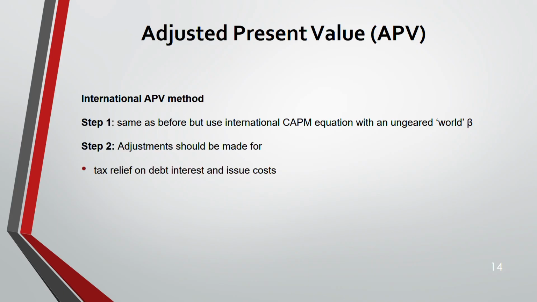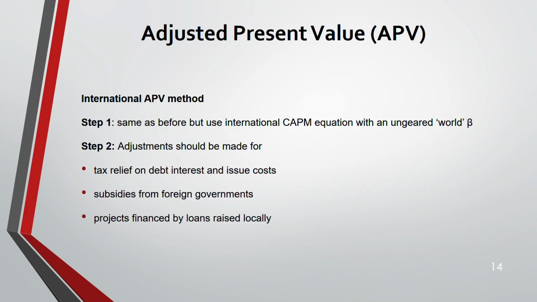Step 2, you have to make some adjustments now. What are the adjustments? Tax relief on debt, interest and issue cost that we have been normally doing. Subsidies from foreign governments. Projects financed by loans that are raised locally. Next, restrictions on remittances. This you didn't go through before, but for international adjusted present value you have this. If there are restrictions on remittances, you have to take that into consideration.